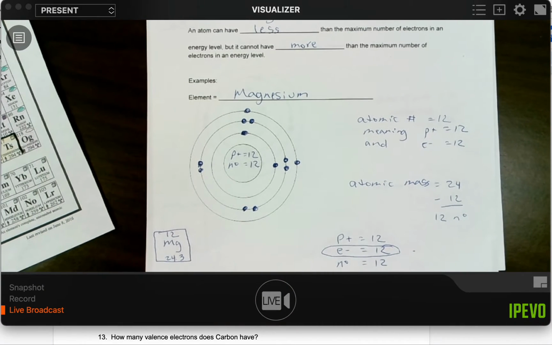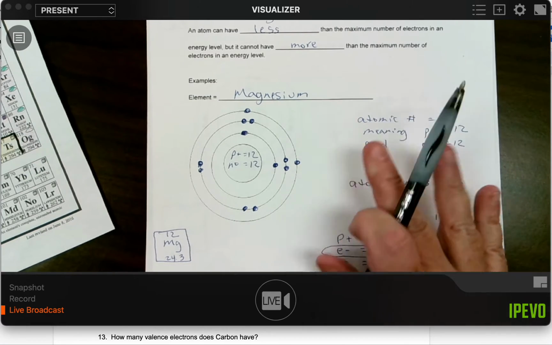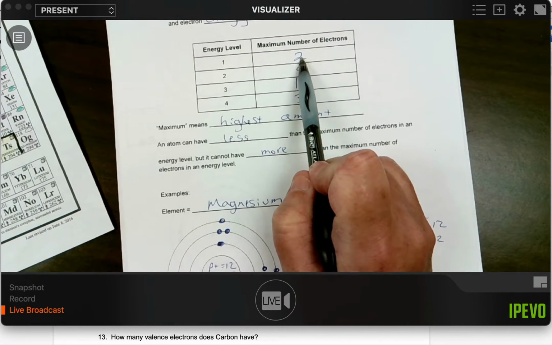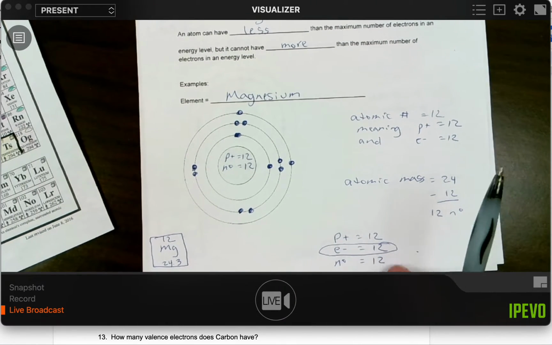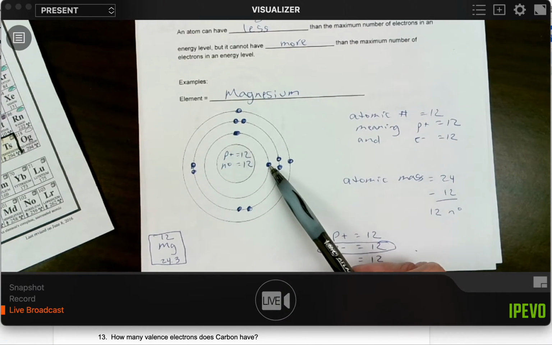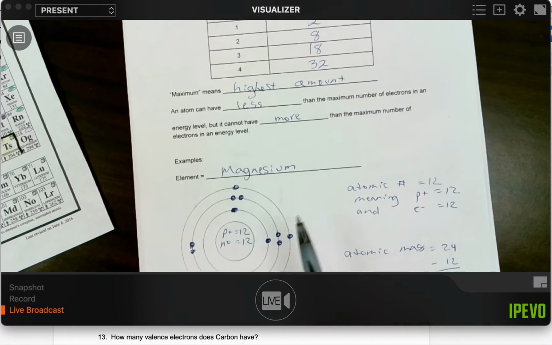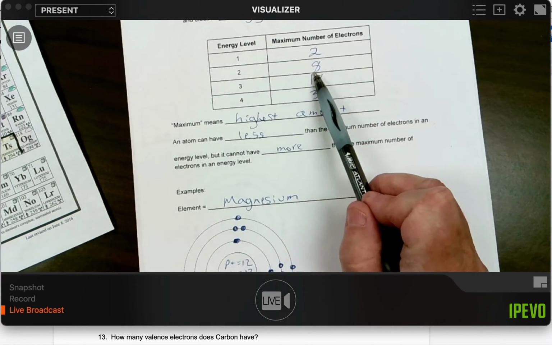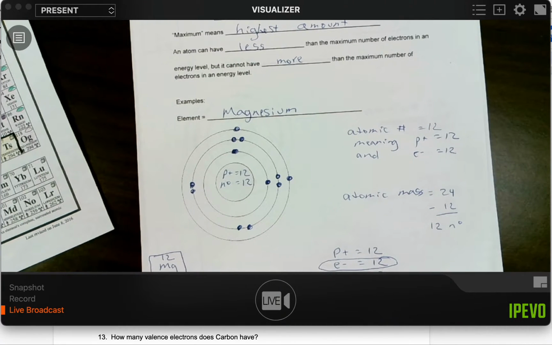So now I have to place them within the energy levels, or the shells. Remember, energy level 1 holds a maximum of 2. I need a total of 12. So I place, here's energy level 1, 1, 2. That's all it holds. I can't put any more on energy level 1. Energy level 2 holds a maximum of 8. So I need 12. I only have 2 so far, so I need 10 more. This will only hold 8, so I can't put the rest of them on energy level 2.